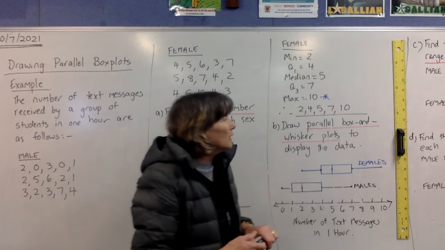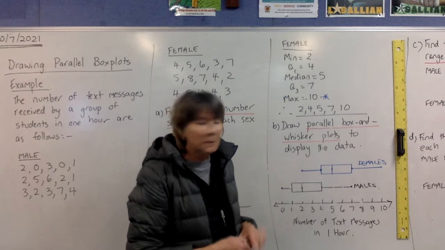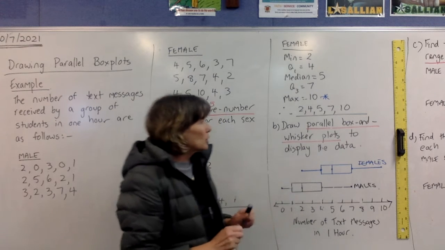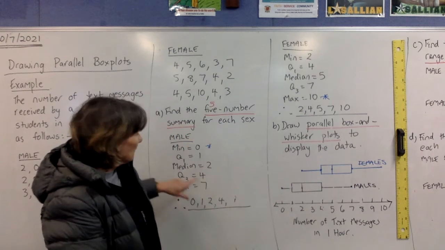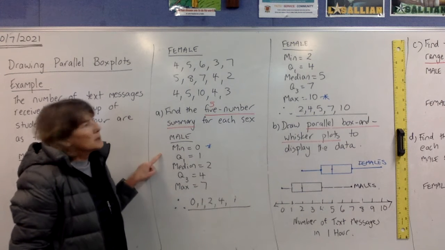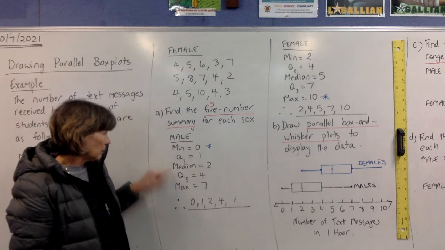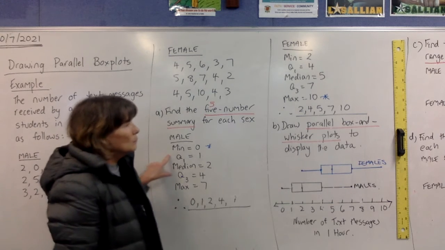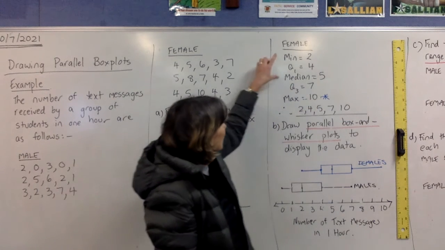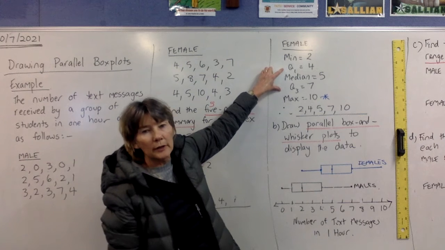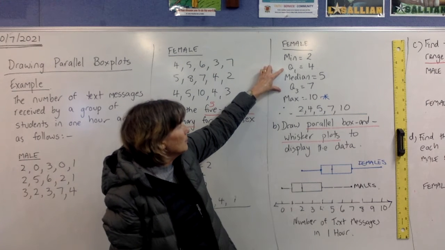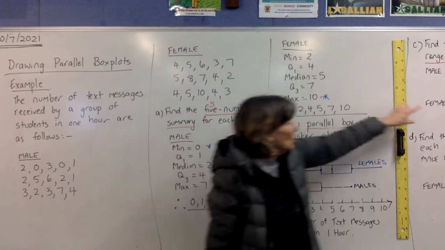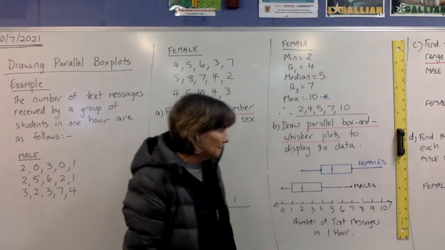Okay, part C, find the interquartile range for each sex. I'm not going to go through that too much because we've done that before, but you can go straight from these numbers. The interquartile range is Q3 minus Q1 for the males, so 4 minus 1, which will give you 3. And then for the females, interquartile range will be Q3 minus Q1, which will be 7 minus 4, and that also gives you 3.